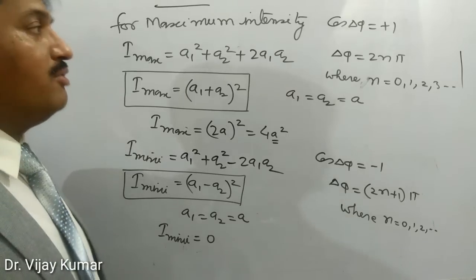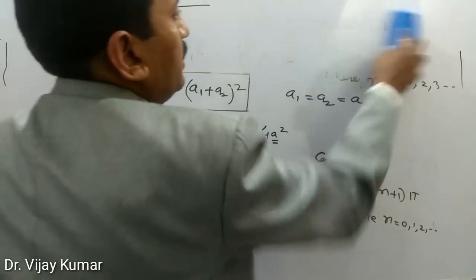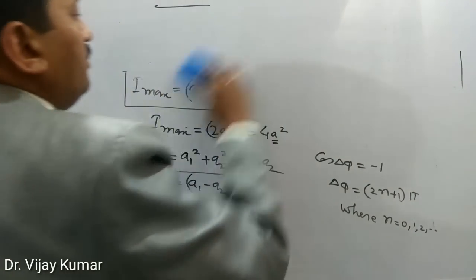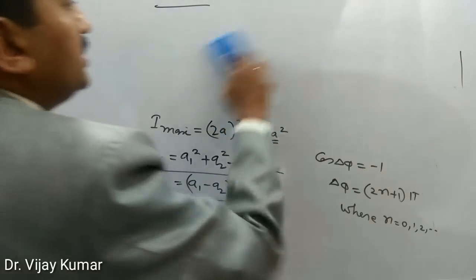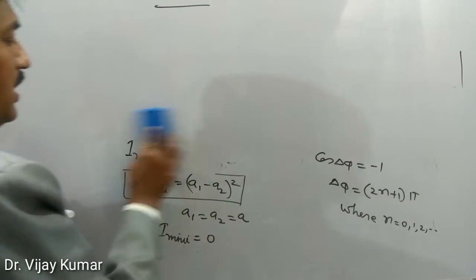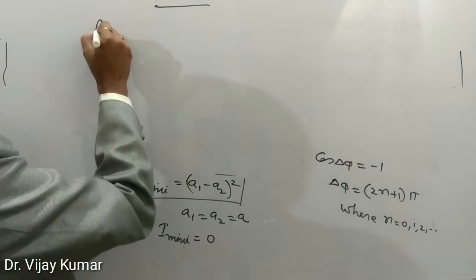Similarly, we can determine the average intensity. We have derived the formula of maximum intensity and minimum intensity, and now we derive the formula of average intensity.